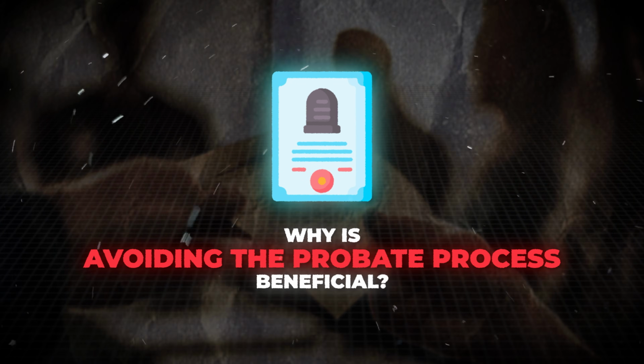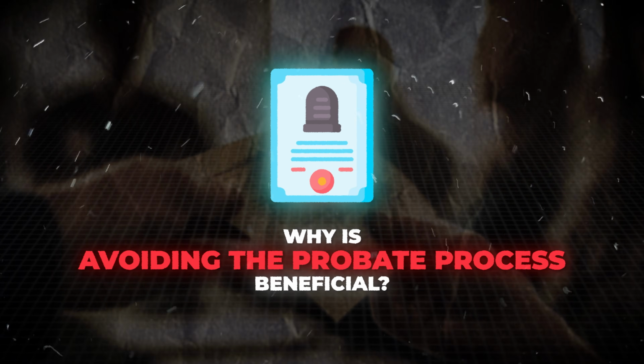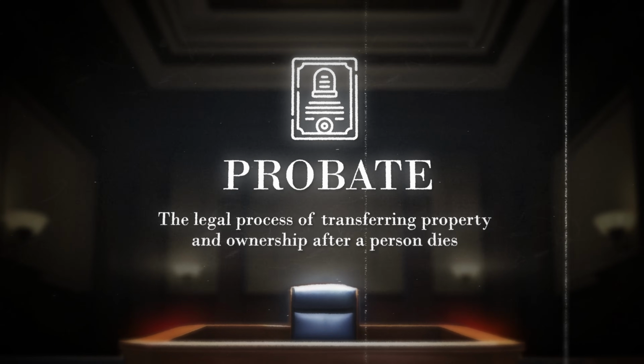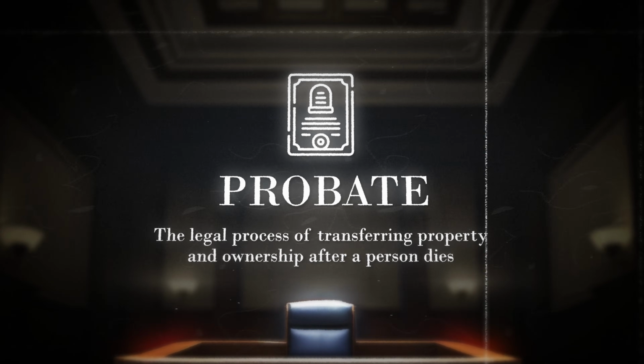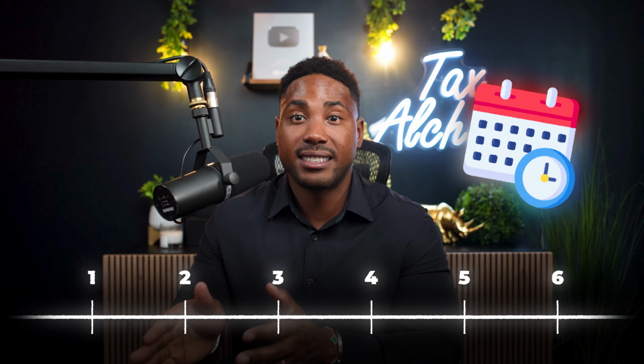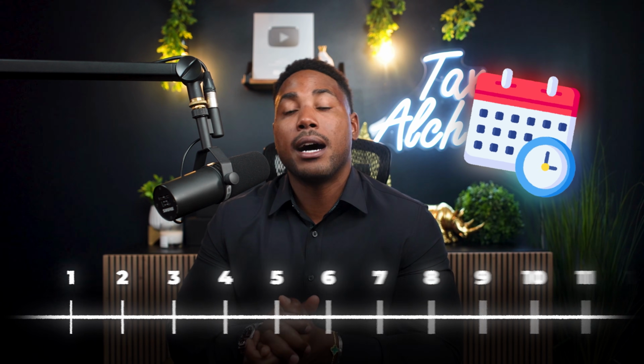Now, why is avoiding the probate process beneficial? As I mentioned earlier in the video, having a business trust can help your beneficiaries avoid the probate process. If you're unfamiliar with probate, it is the legal process of transferring property and ownership after a person dies. During the probate process, the person's financial records become publicly available. The entire process can take 6, sometimes 8 months, or up to an entire year. So your beneficiaries could have to wait quite a long time to get access to your assets.